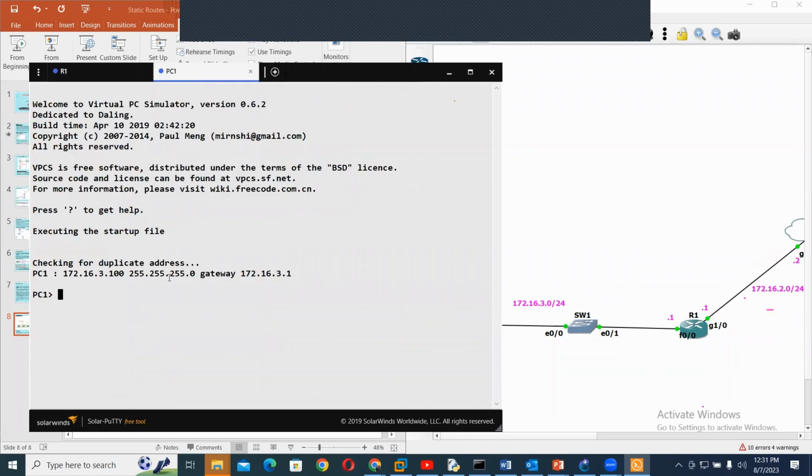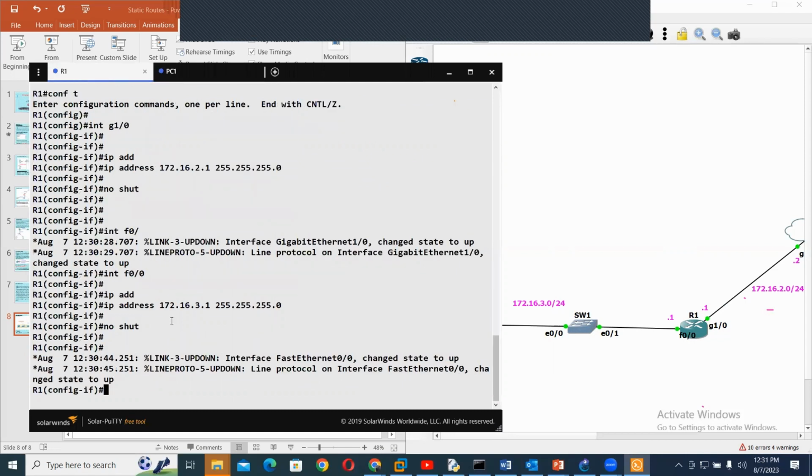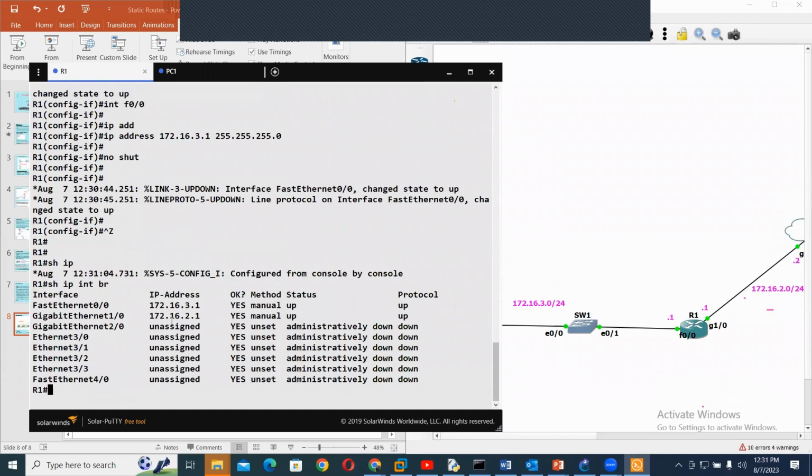Okay, we have to add the IP address in our PC. IP 172.16.3.100/24. Our gateway is 172.16.3.1. Okay. Show IP int brief. Yes, 172.16.3.1. Okay.